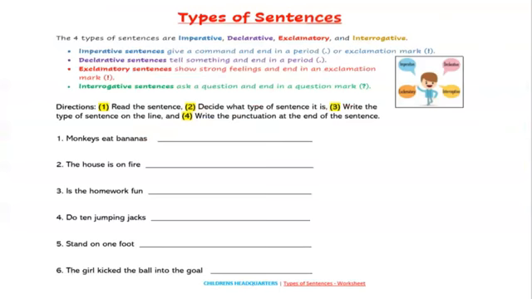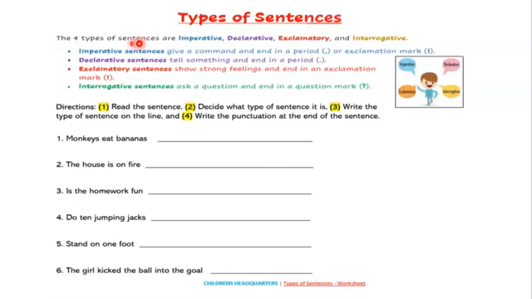Okay, let's go ahead and get started on our worksheet. Again, the worksheet is called Types of Sentences. You can follow along on your worksheet, or you can just watch the video and follow along here.